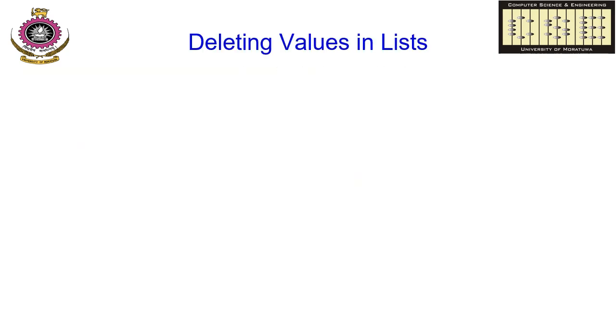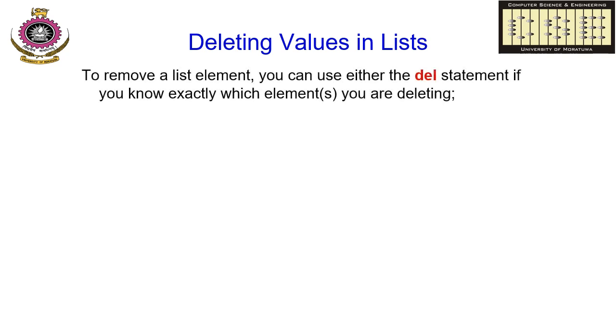Now we look at deleting values in a list. So we have first accessed values and then updated values. Now we delete values. There are 2 different methods available for this. To remove a list element, there's one option called the delete statement, or del statement. Especially if you know exactly which element or elements you are deleting, you can use the del statement, or else you can use the remove function available for lists if you do not know exactly where that item is.